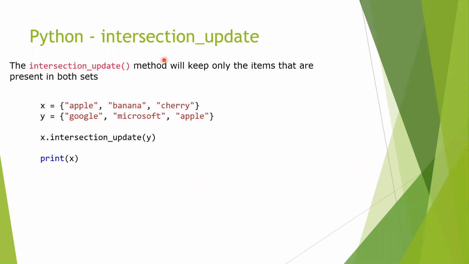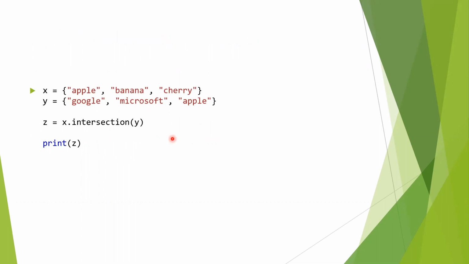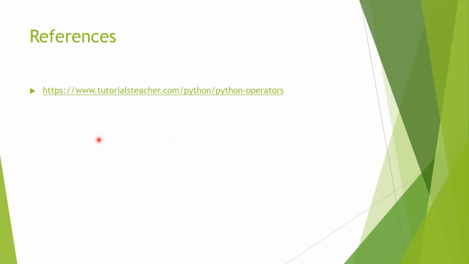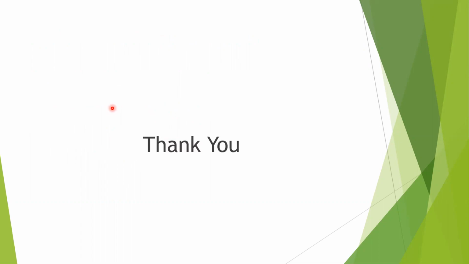Don't worry. Intersection means it will show the output that is common in both sets. Intersection is common. Like in this, apple is common, so you will get apple in the output. Okay, you can get the same output with either intersection or intersection update. So these are references. Now we will try in the Python window.